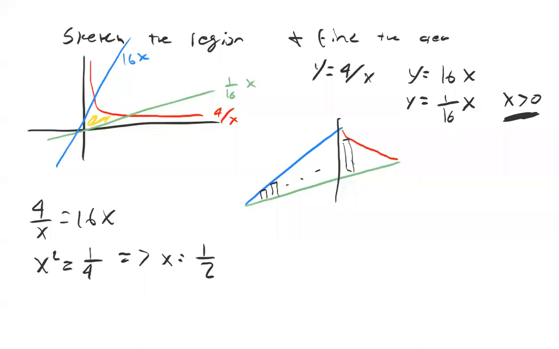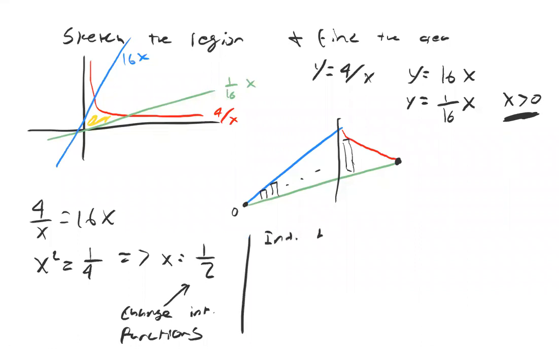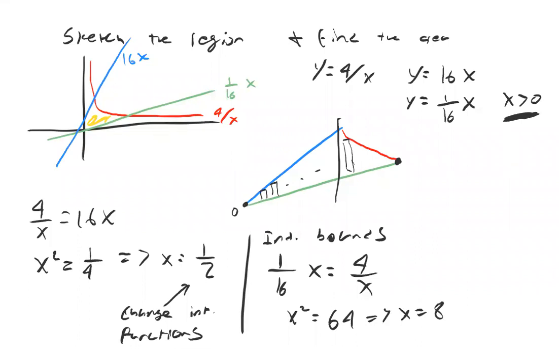Okay, so now I also need to figure out how far I'm integrating. I know I start at zero here, so I know this is zero from the graph. I need to figure out the x value of this point, and that's where red meets green. This is where I change integration functions. Now I'm going to figure out what my integration bounds are, so I need to figure out where red meets green in terms of x. Green is 1 over 16x. I want to know when that is equal to 4 divided by x. So 16 equal to, 4 times 16, so 64. This is x equal to 8. So this gives me my integration bounds.